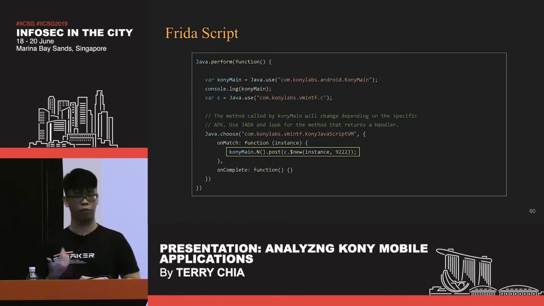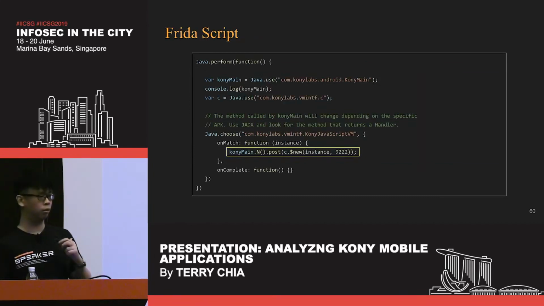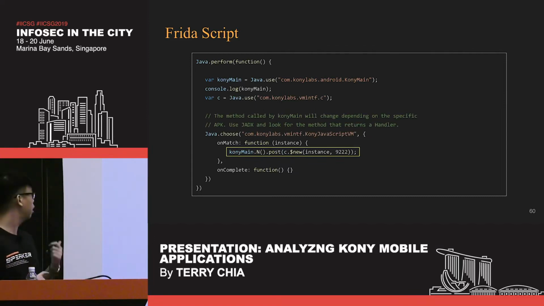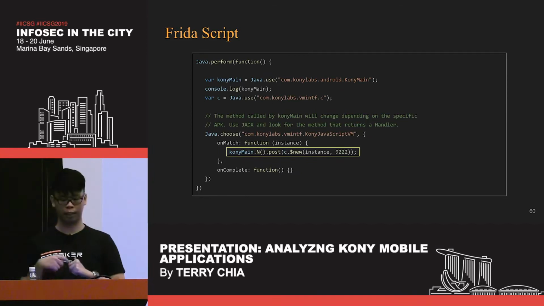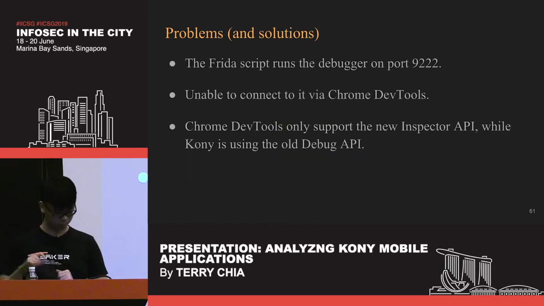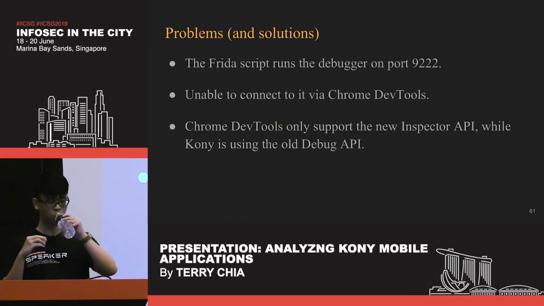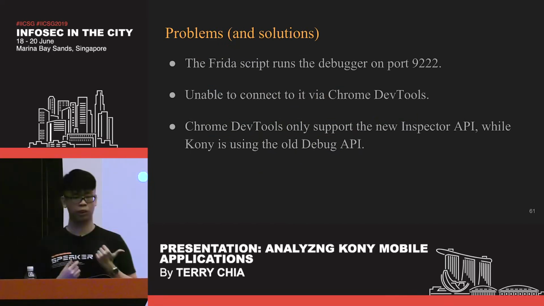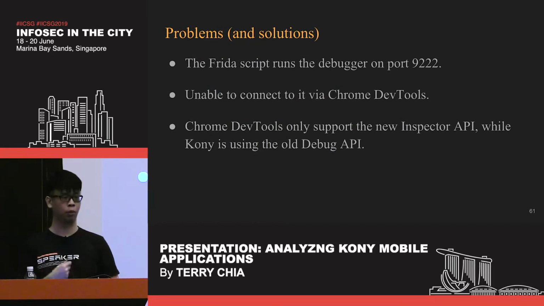So as usual, I wrote a Frida script, and for this script, you have to modify the method name that you want to call, because like I said, that will be different for every build. In this case, we are calling the n method, and we are telling it to listen on port 9222. So the Frida script actually runs the debugger on port 9222.